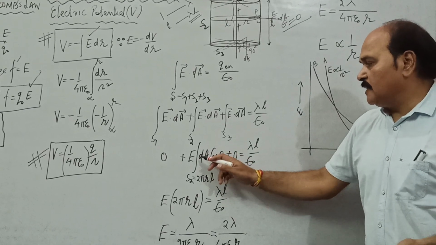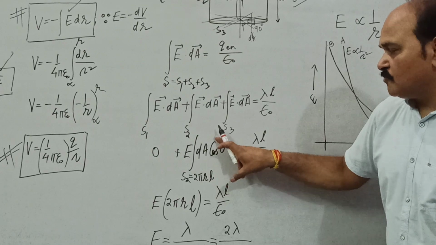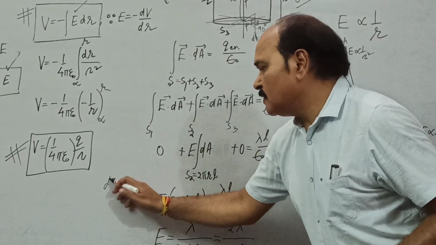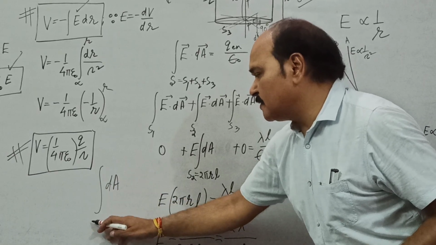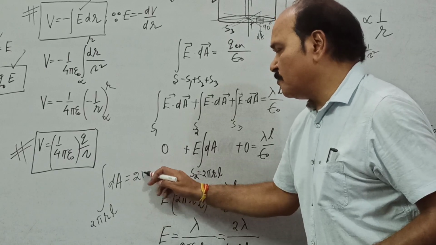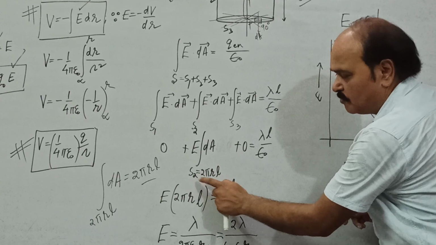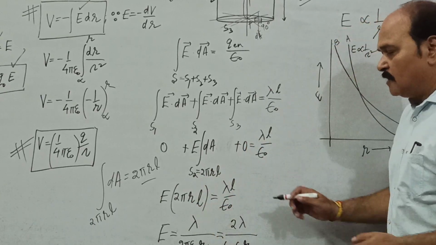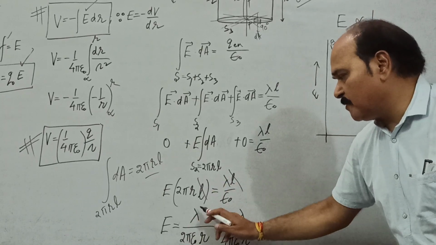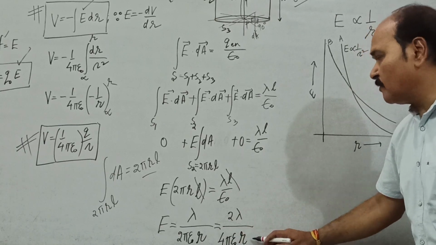The integration of E dA cos 0 is going to be the integration of E dA, since cos 0 is 1. So what is the integration of dA over the curved surface S2? That is 2 pi r times l, so it is going to be 2 pi r l. So E times 2 pi r l is equal to lambda l upon epsilon naught. We can see that l cancels out. What do you get here? E equals lambda upon 2 pi epsilon naught r. It can be written as 2 lambda upon 4 pi epsilon naught r.